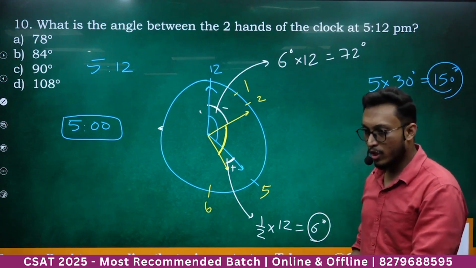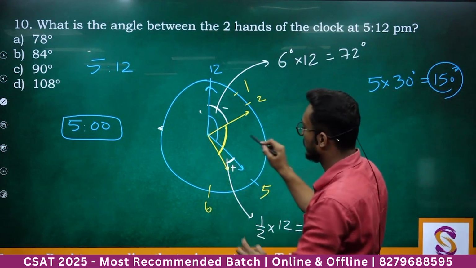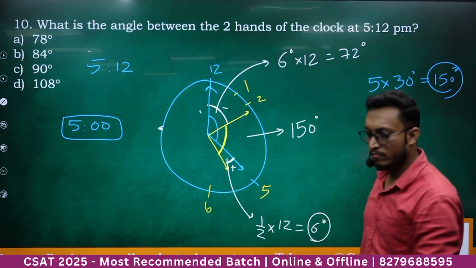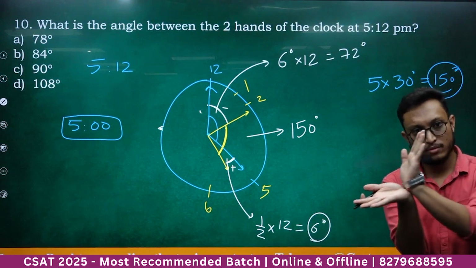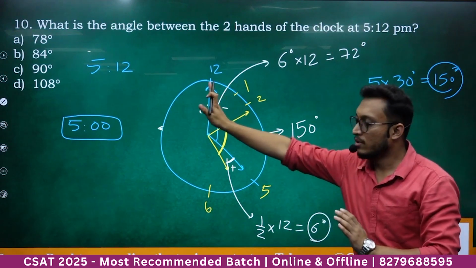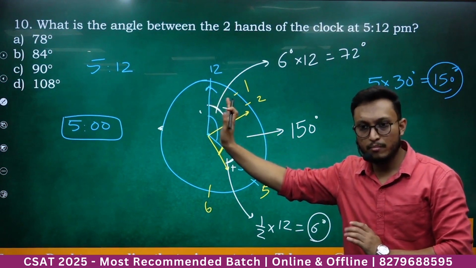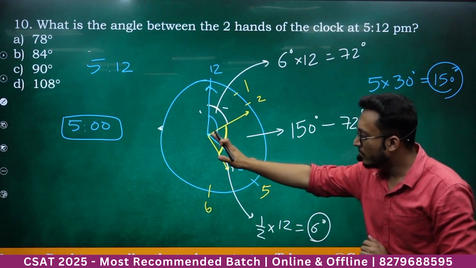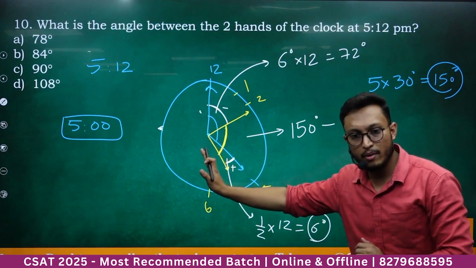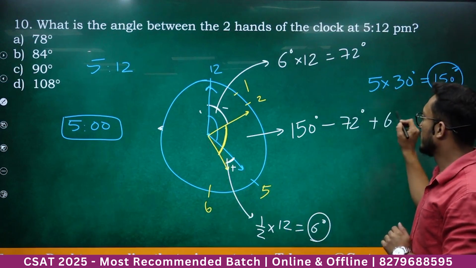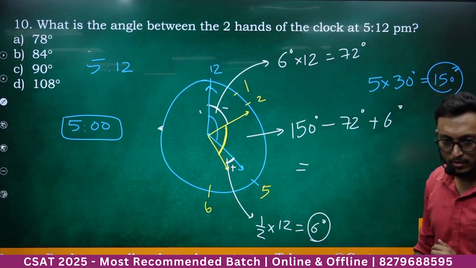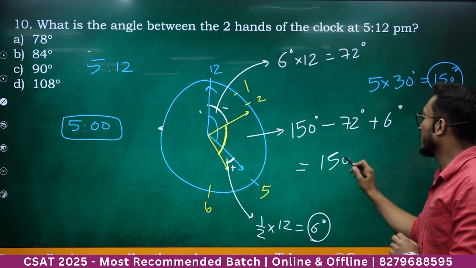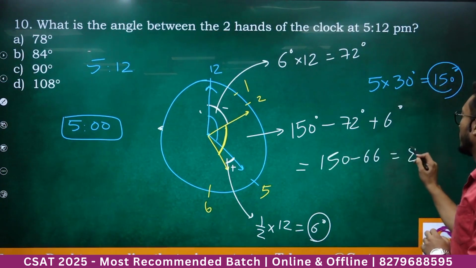Now see what happened. Initial angle is 150. Initially it was 150, it rotated and decreased this angle by 72 degrees. At the same time it has increased this angle by 6 degrees. Just that, and the answer will come. So this is 150 minus 66, that is 84 degrees.